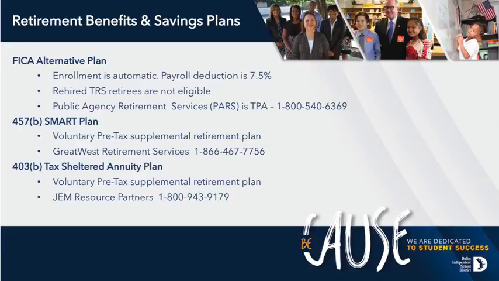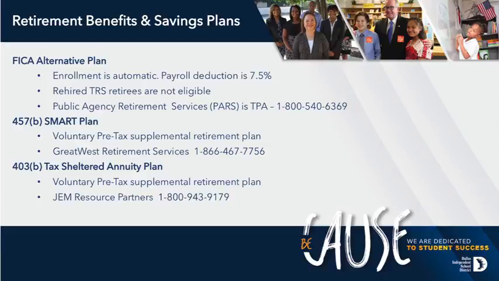457B SMART, Save Money and Reduce Taxes Plan. This is a voluntary retirement savings plan available to all employees through Great West Retirement Services. It is designed to supplement the TRS retirement plan. You contribute to your 457B with pre-tax payroll deductions.